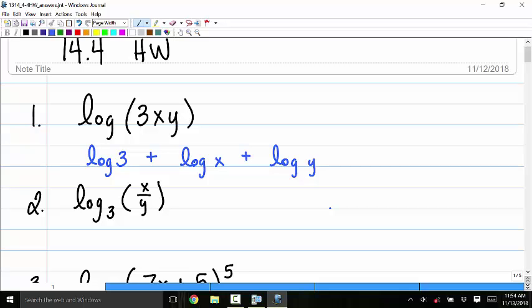Number 2, log base 3 of x divided by y. How would you split that up? Log base 3 of x minus log base 3 of y. That's it.